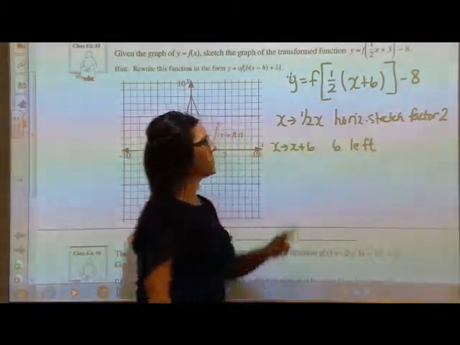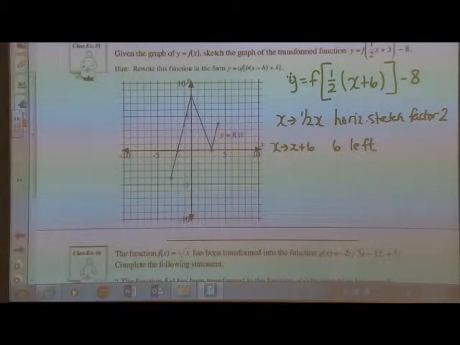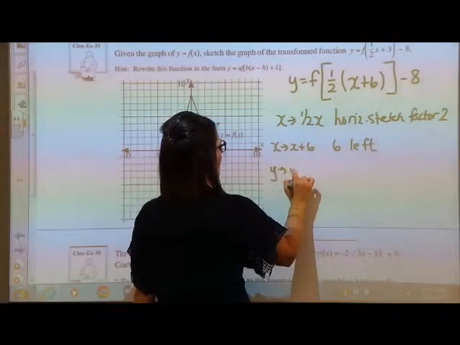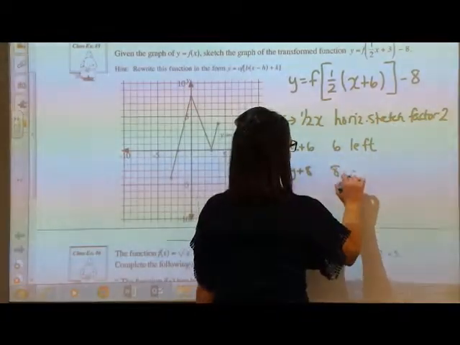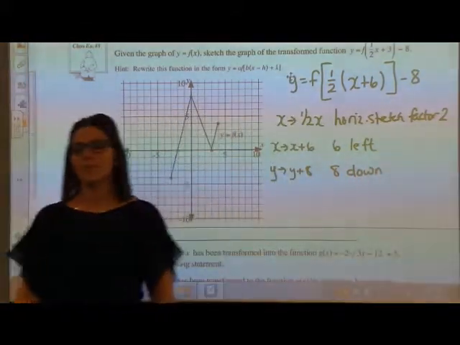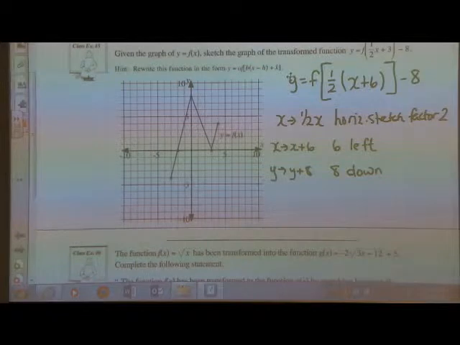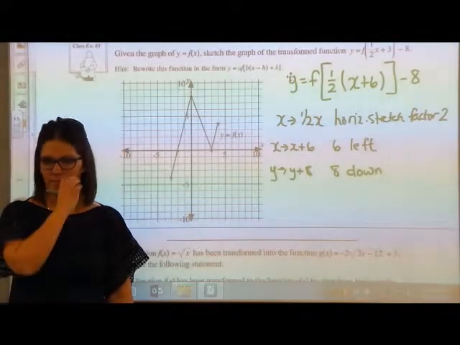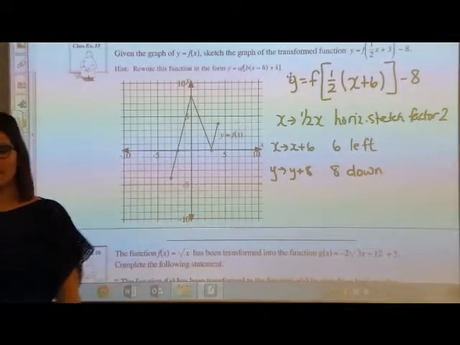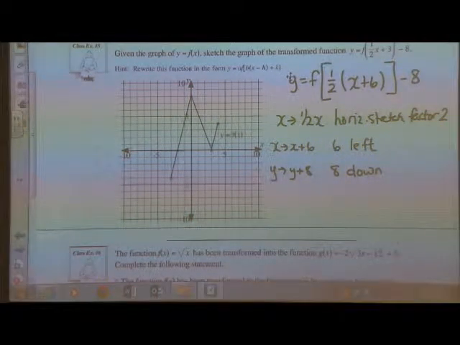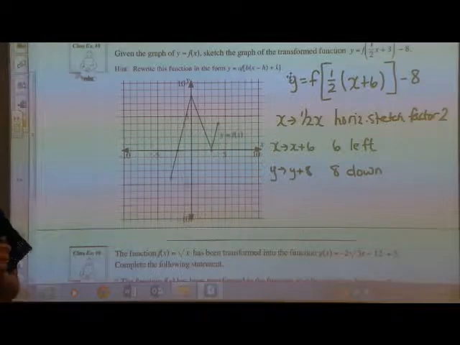Okay. And where does that minus 8 come in? y with a y plus 8. And that tells me to do what? 8 down. If you did not remove the 1/2 from being that coefficient, what mistake would you have made? You probably would have said x is replaced with x plus 3. You would have ended up translating 3 units to the left, not 6 units. So that's the importance, because you'll get the wrong graph when you go to sketch it.